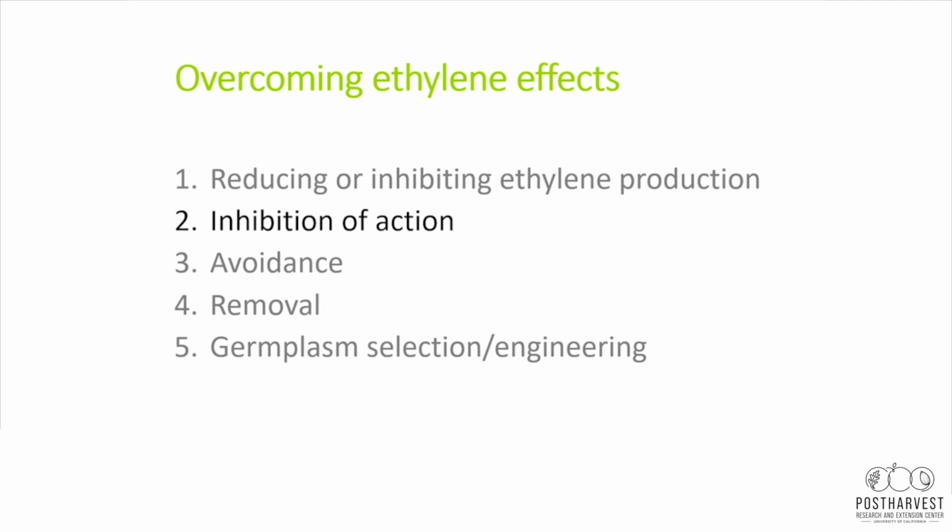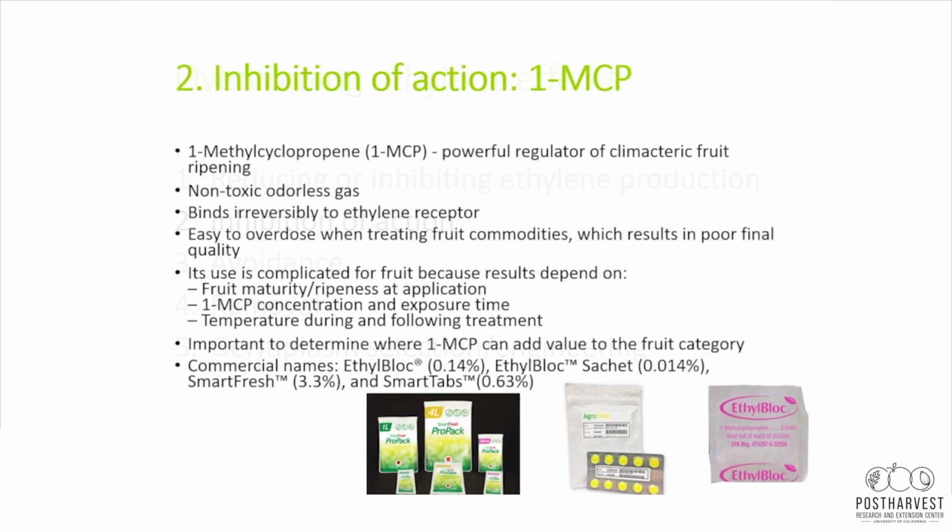Let's continue to inhibition of action. 1-methylcyclopropene, or 1-MCP, is a very powerful regulator of fruit ripening. It's a non-toxic chemical, it's a gas usually, and it can bind irreversibly to the ethylene receptors of the plant part. Imagine the MCP like a bad key that will get in a lock and will just break it, and then the plant will not be able to perceive the ethylene that's in the room.